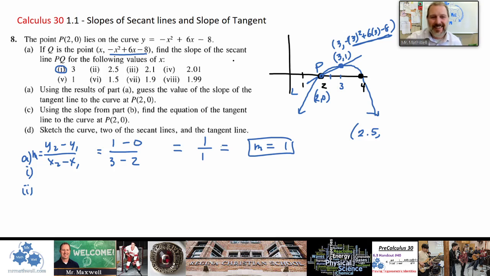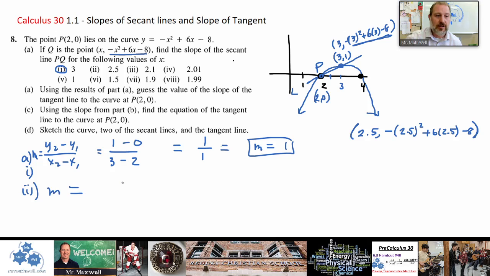Well, here's where math takes some time. We've got negative 2.5 squared plus 6 times 2.5, minus 8. That's our coordinates. You can get your calculator out if you want, that's no problem, but you want to figure out what this y value is. And then you're going to find the slope.